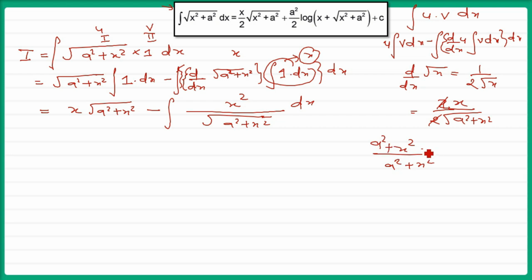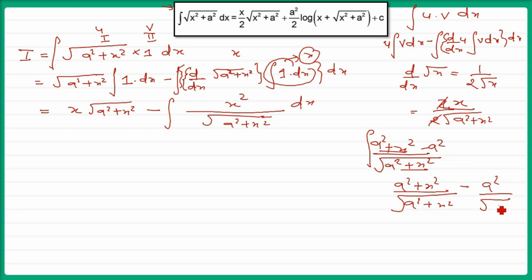So just add a square and subtract a square. When you add and subtract a square, what are you going to get? A square plus x square, you can separate it out. But remember there is an under root in the denominator. So a square plus x square by under root a square plus x square. This is under root and this is also under root. Then minus a square divided by under root a square plus x square.